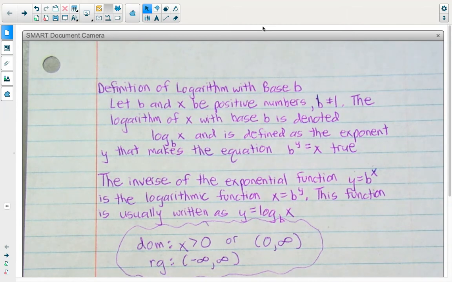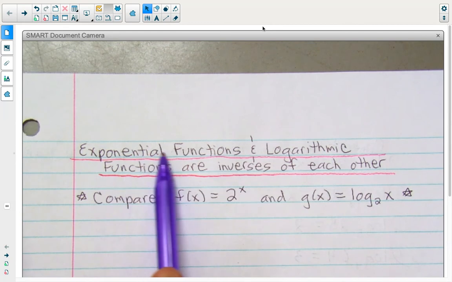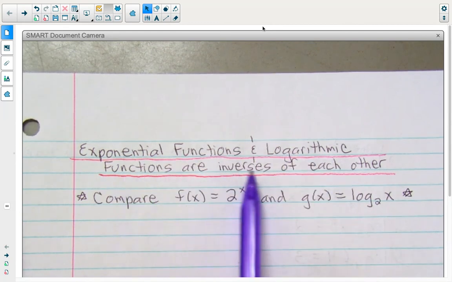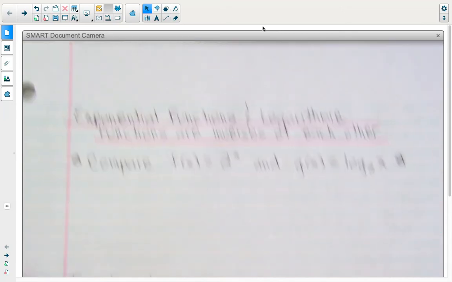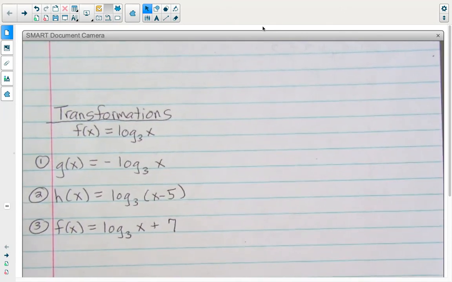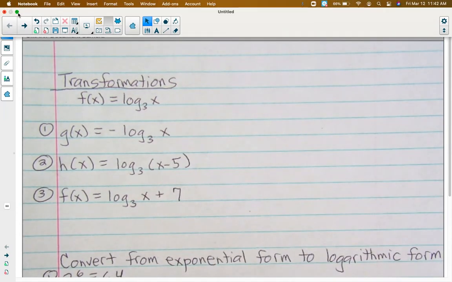Our transformations are going to be just the same that we've been studying all the other functions we've done this semester. So in your notes, if you haven't yet, make sure you've written down that exponential functions and logarithmic functions are inverses of each other. Underline it, bold it, highlight it, all that good stuff. Exponential functions and logarithmic functions are inverses of each other. Everything we know about exponential functions, we just flipped it for a logarithmic function. Now let's go through and do some transformations so you can see what's going to make my graph move left, right, up, or down.